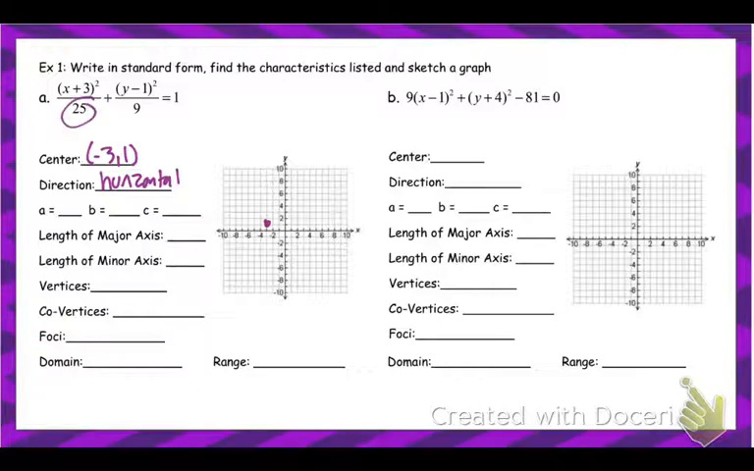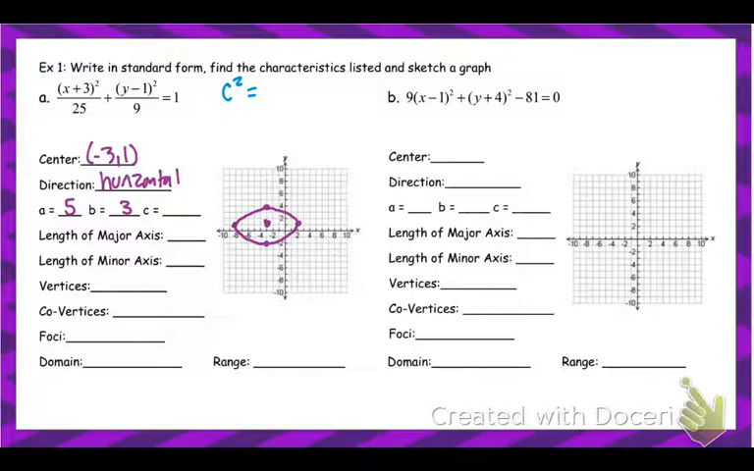Because 25 is under the x, the square root of 25 is how far I'm going to move left and right from my center. So I'm going to go right 5 and left 5. Vertically, since 9 is under the y, I'm going to go the square root of that, so up 3 and down 3. And I have my ellipse. From here, I can find the rest of these values. A is what we just used. That's 5. That's 3. In order to determine C, I need to use my other equation.